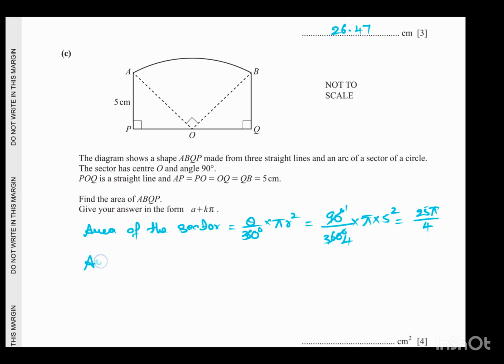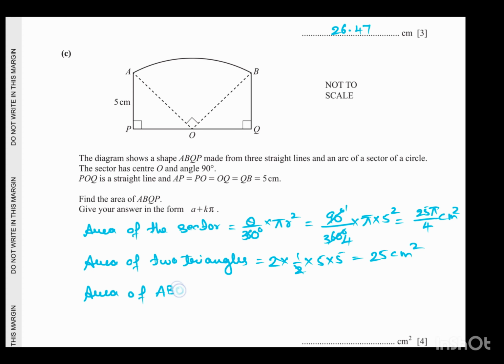Now area of the two triangles. Area of two triangles will be, they are the same in length and width. Their base and height are the same, both of the triangles. So you can take 2 times half into base into height. Base is 5, height is also 5, the 2 gets cancelled. So I am left with 25. Let me write the unit, centimeter square. So the area of ABQP will be 25 plus 25 pi by 4 centimeter square. So this is the answer.